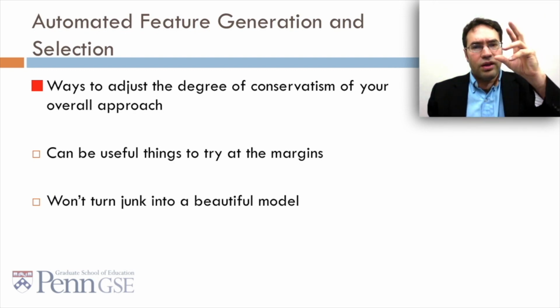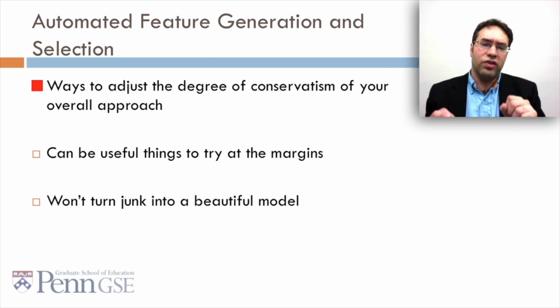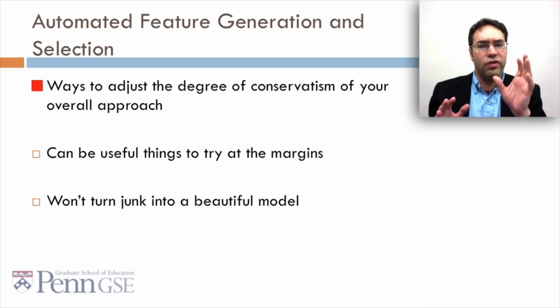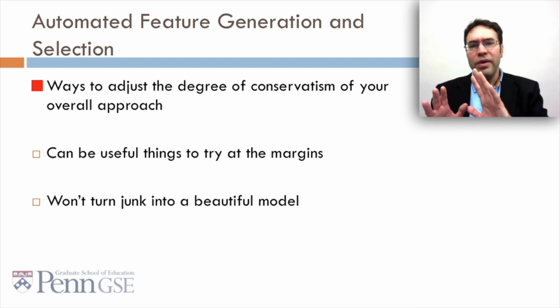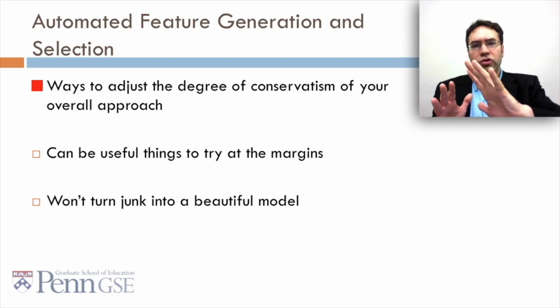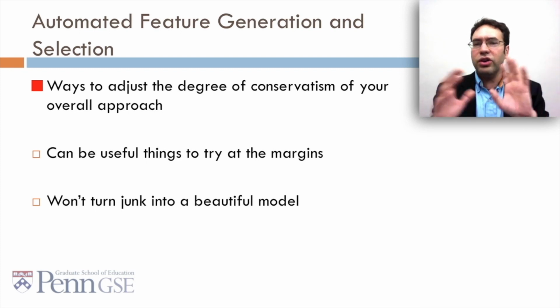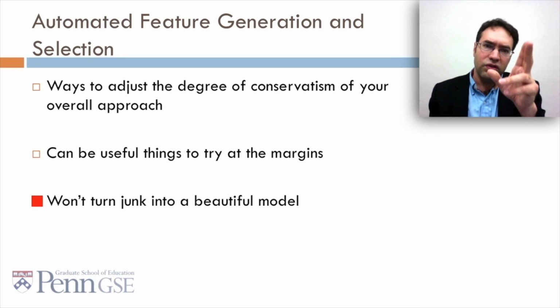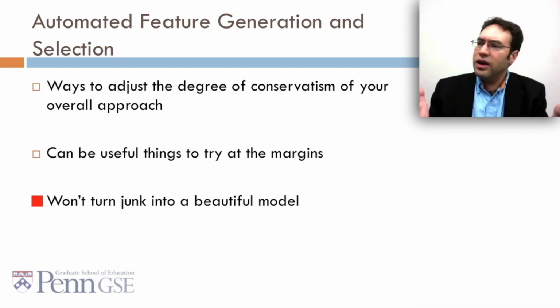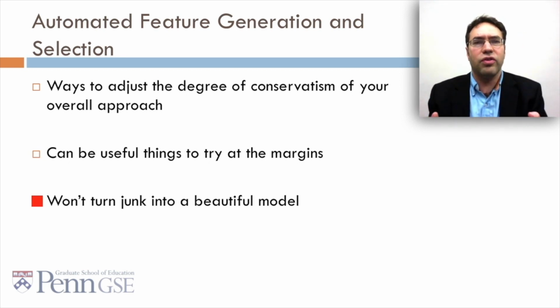So, to sum up, automated feature generation and selection are ways to adjust the degree of conservatism of your overall approach. Automated feature generation can make a conservative approach a little more liberal. Automated feature selection can make a liberal approach a little more conservative. Use them together and you can play with the space a little bit. These can be useful things to try at the margins. It's not going to turn junk into a beautiful model. If you have junk, none of this stuff is going to really fix it. What you really want to do is do feature engineering. But if you've got a basically decent model, maybe this can make it a little bit better.